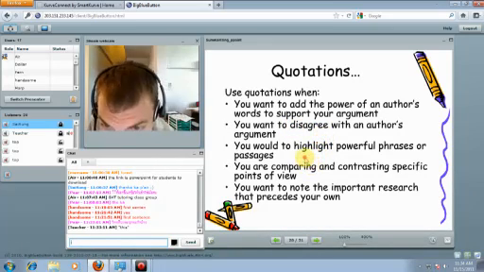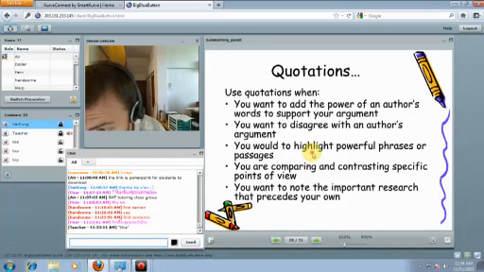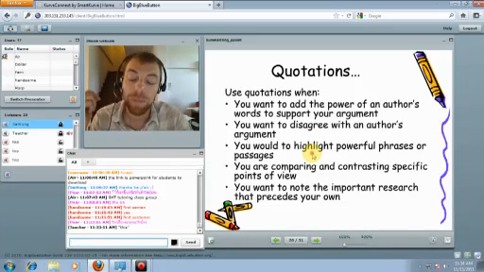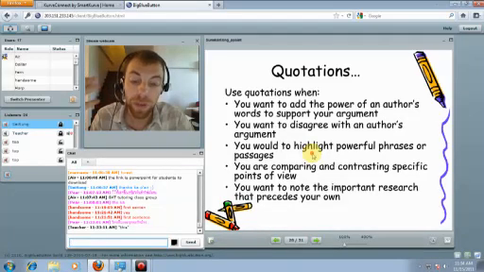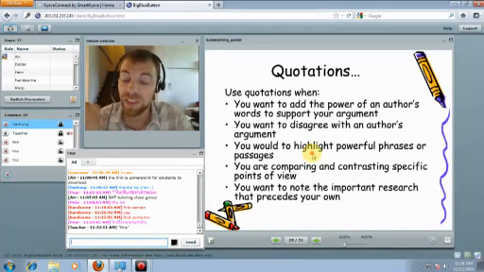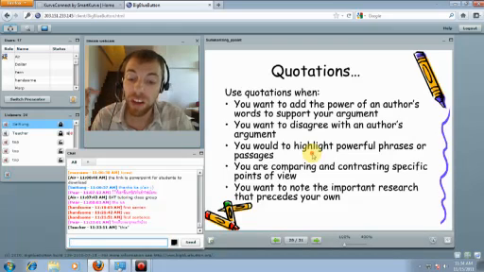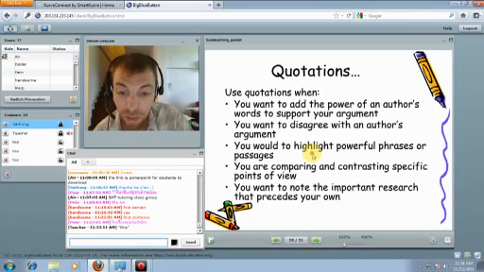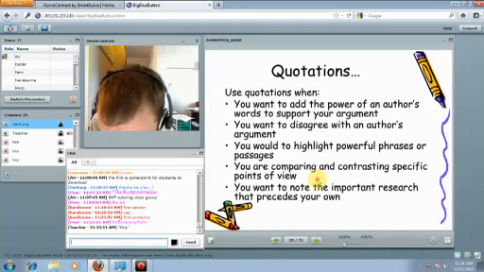And also, you want to highlight the powerful phrases of a passage. Maybe you are writing about a book or about something else, and you want to talk about one sentence that is very, very strong and it's important. So you can use a quotation and use the exact sentence to give a clear example of why your main idea is important.